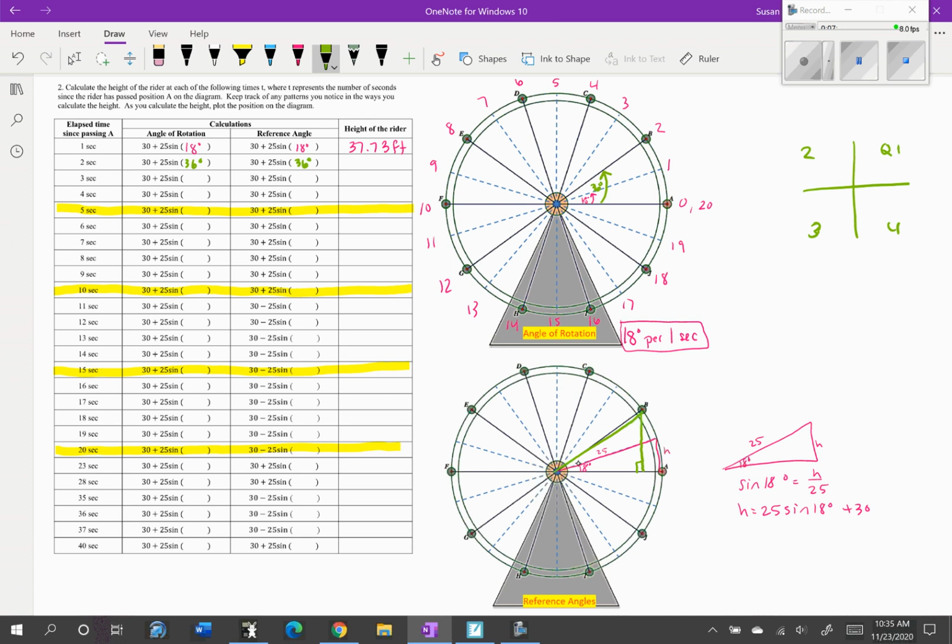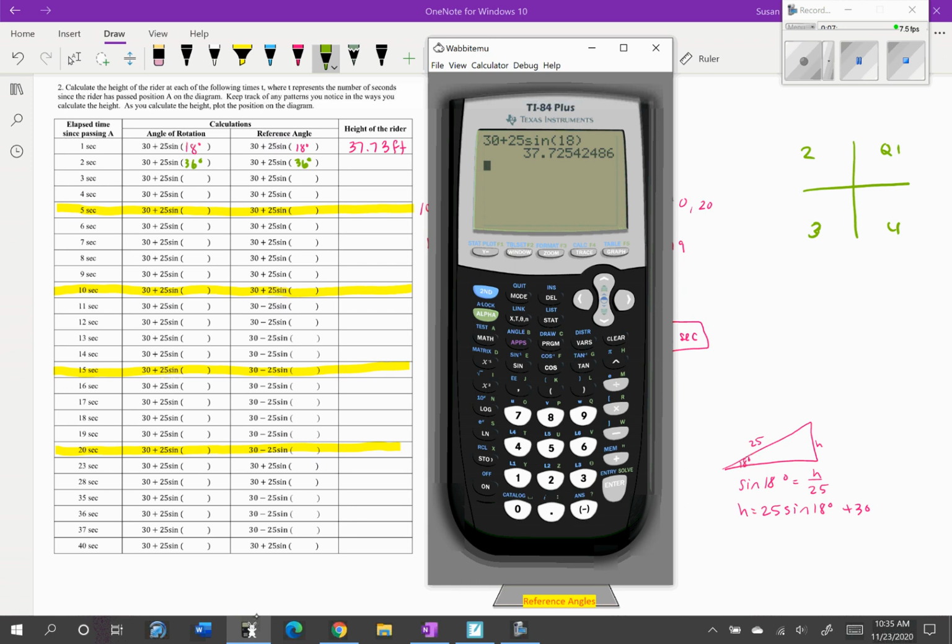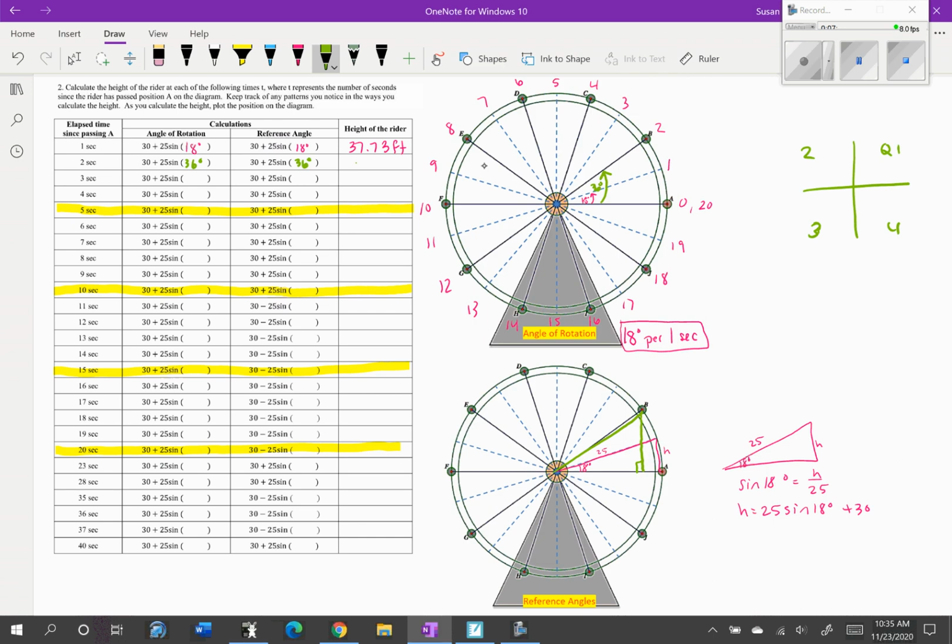So if we plug this into our calculator, I'm just going to hit enter. So change that 18 to 36, enter, and we get 44.69, which we knew from what we did on the first problem. So 44.69 feet.